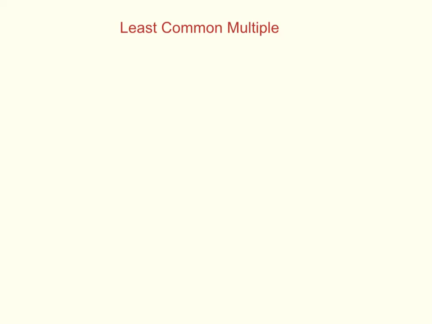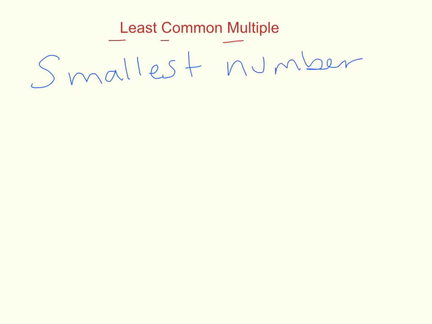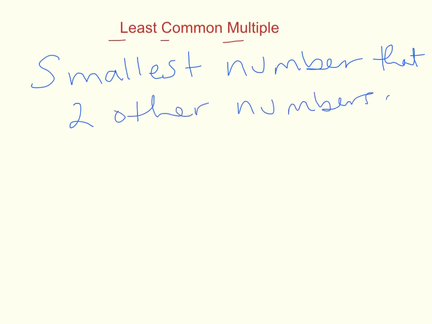What I want to show you in this video is how you can find the least common multiple. So now LCM is different than GCF. What we're thinking about here is the smallest, because of the least. The smallest number that two other numbers go into. So here's an example.